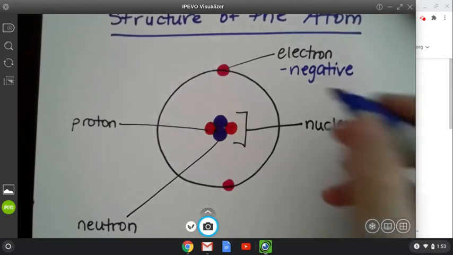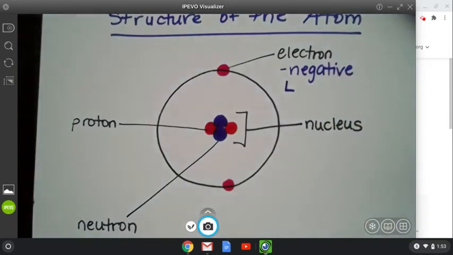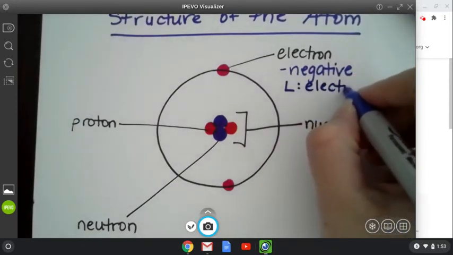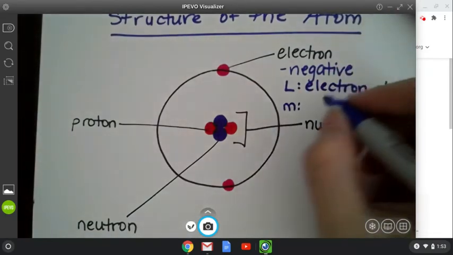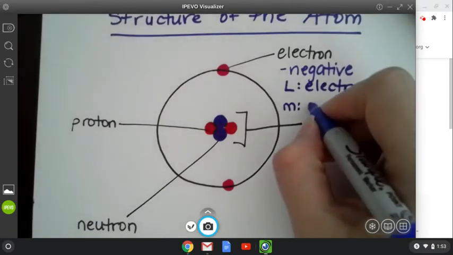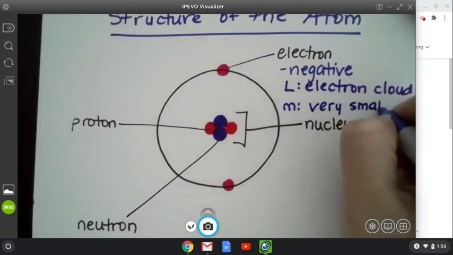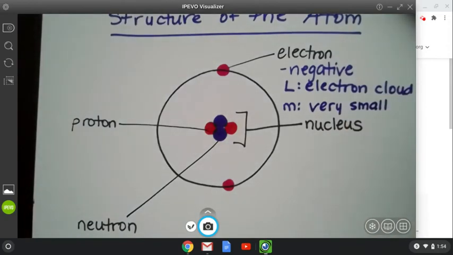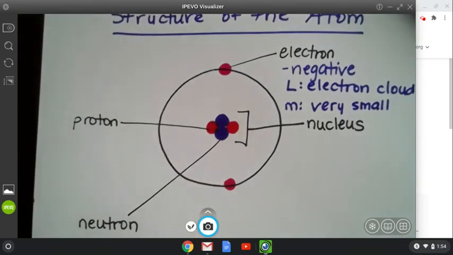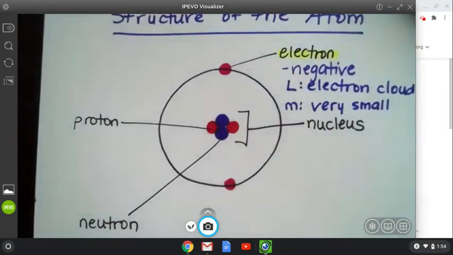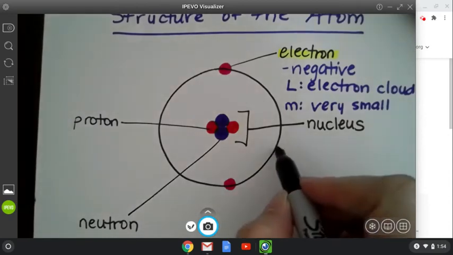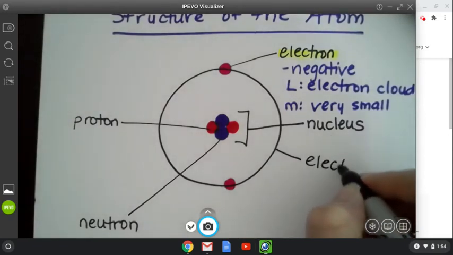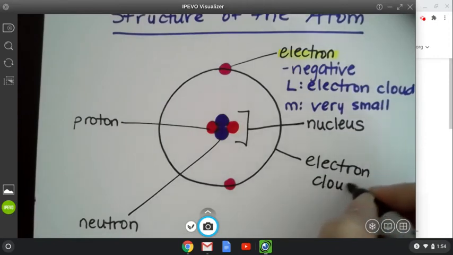So electrons are negative. If we're talking about location, I'm just going to put an L for this. Location would be the electron cloud. In mass, it's very, very tiny. I'll just put very small. It's 1 over 20,000th of the size of a proton. So it's a very, very small particle. So that's the electron. And just so I have this labeled like everything else, this is what we call the electron cloud.